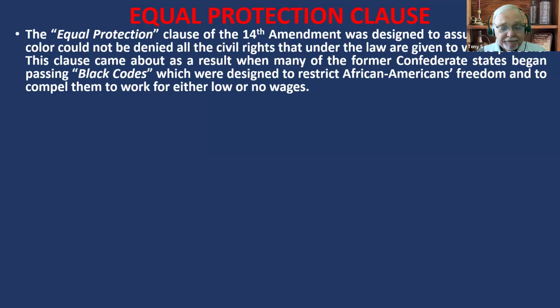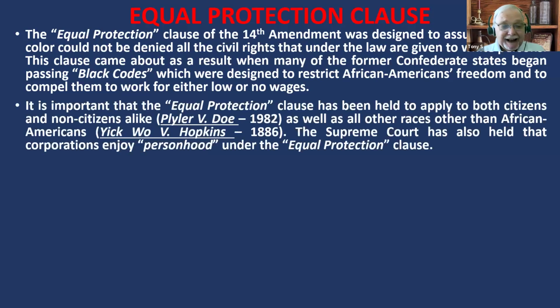After the Civil War and after the slaves were freed, the Confederate States wasted no time in establishing what were called Black Codes, which were designed to restrict African Americans' freedom and to compel them to work for low wages or no wages. We're going to talk about this when we get into the Civil War, exactly what the Black Codes were. But for right now, that's all you really need to know. It was designed to circumvent the abolition of slavery. So when the 14th Amendment was written, they put this in there to make sure that these Black Codes should not have been put in.